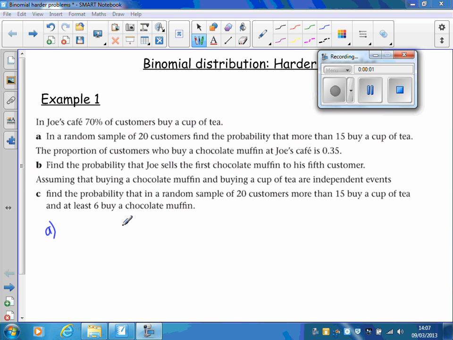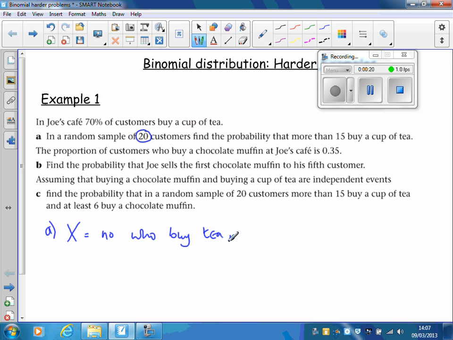Okay, the first part here is just a straightforward binomial. You're told that the probability of a customer buying a cup of tea is 70% or 0.7, and you take a sample of 20 customers. So if we let X equal the number who buy a cup of tea, then X has a binomial distribution where n is 20 because you've got 20 customers. Probability of success, that's buying a cup of tea, is 0.7. We want therefore the probability that X is greater than 15.